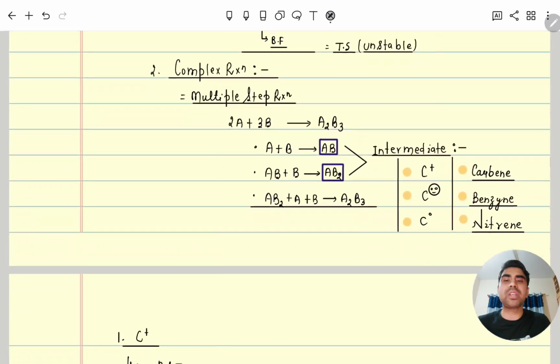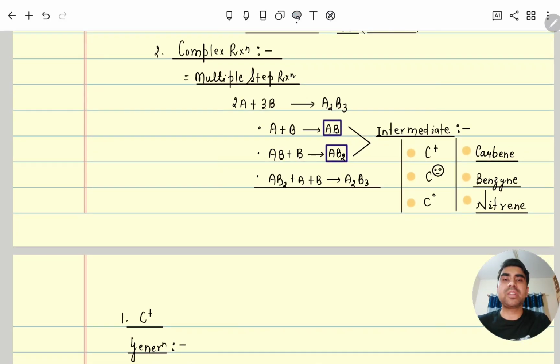Next is complex reaction. A complex reaction is a multiple step reaction in which each step is an elementary reaction. So here you can see this is a complex reaction. Its first step is A plus B forming AB. All three steps together are also called the mechanism of the reaction.